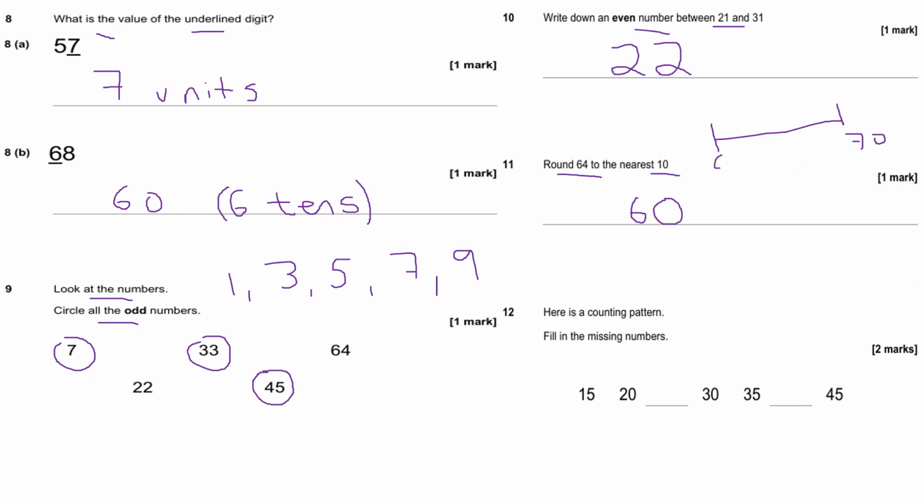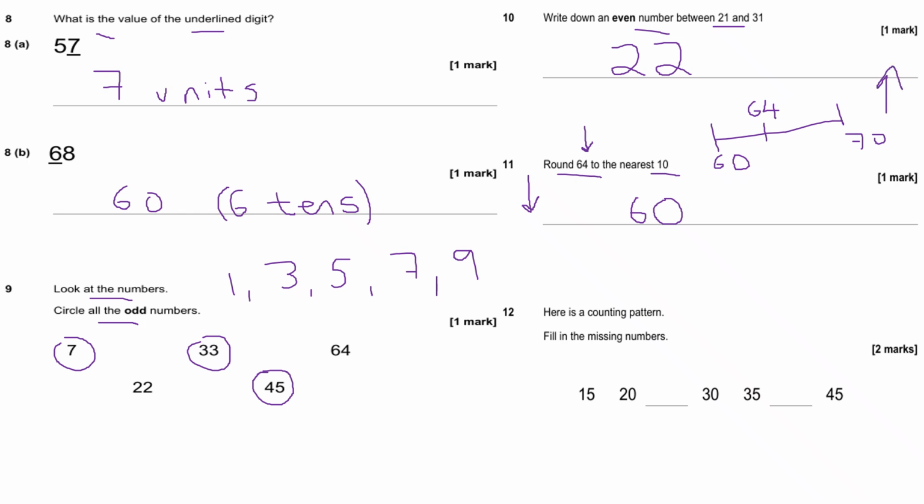Okay, so nearest 10 means I'm looking at multiples of 10. 64 is going to be here. So it's 4 away from 60, but it's 6 away from 70. So it'd be 60, okay? But in other words, I look at the number next to the tens column, which is 4. 4 or less, I round down, okay? And 5 or more, I round up, okay, if it's 5 or more.